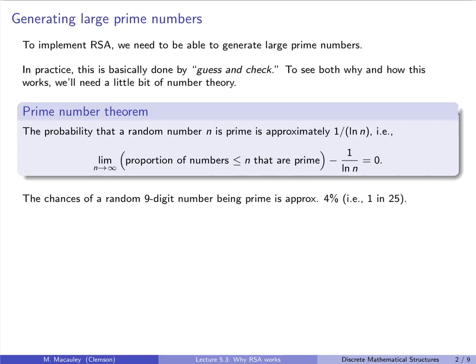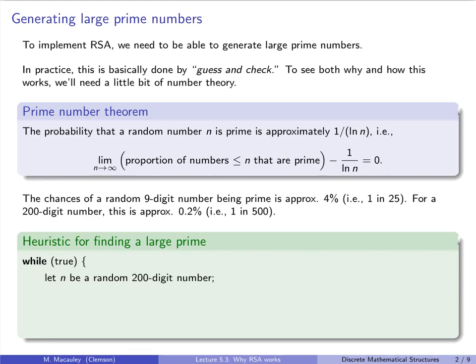Why we care about this for cryptography is that it tells us that the chances of a random 9-digit number being prime is approximately 4%, so 1 in 25. For a 200-digit number, it's approximately 0.2%, in other words, 1 in 500.